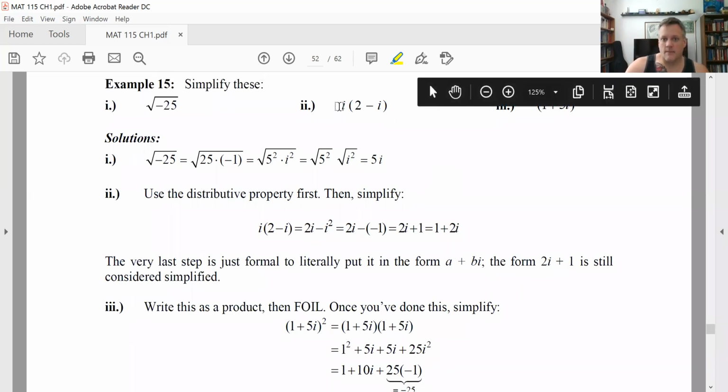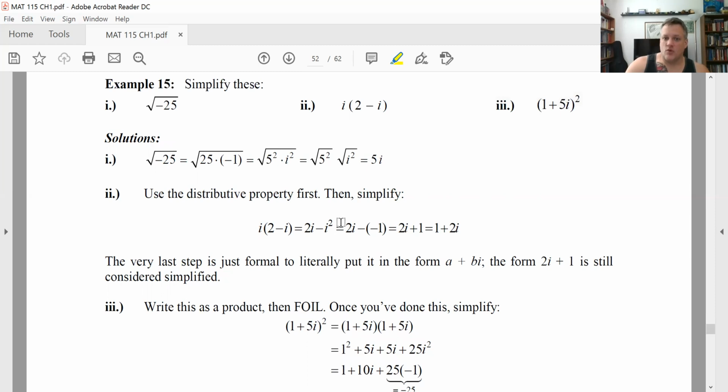For this guy here, I'm going to distribute the i through. And so I get 2i minus i squared. But remember, i squared is -1. And so I substitute in -1 for i squared. And that gives you 2i plus 1. And it's customary to write the real part first. You don't have to, but that's how you'll see it done.